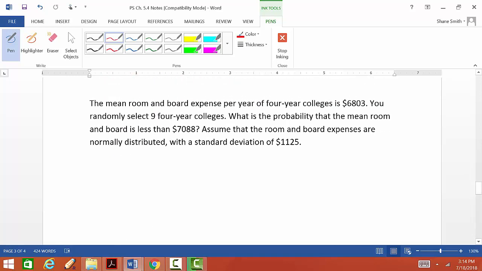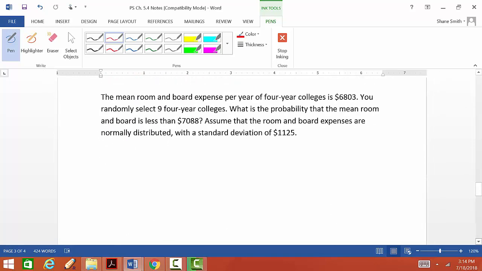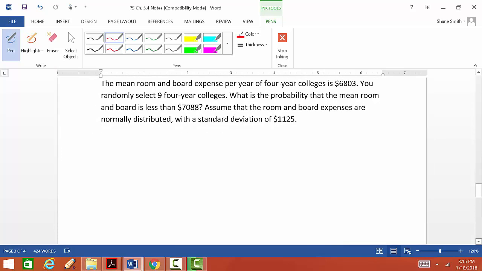So the mean room and board expenses per year of four-year colleges is $6,803. You randomly select 9 four-year colleges. What is the probability that the mean room and board is less than $7,088? Assume that the room and board expenses are normally distributed with a standard deviation of $1,125. So first of all, I want you to note that this is not about an individual room and board cost. This is about the mean room and board cost. The question is, what is the probability that the mean room and board cost is less than $7,088?